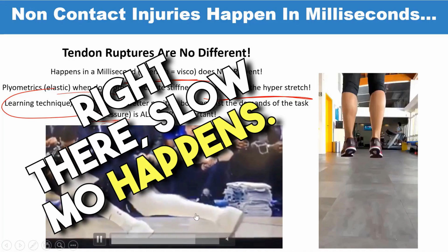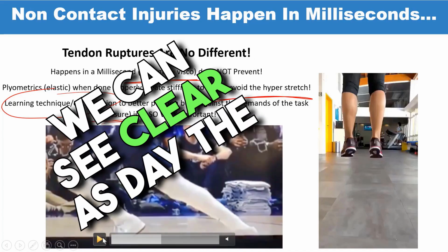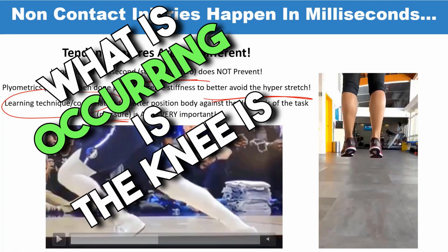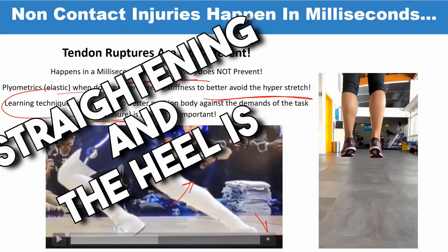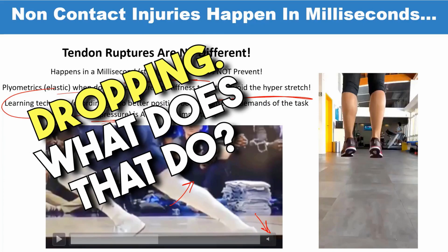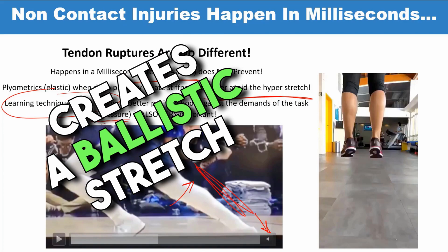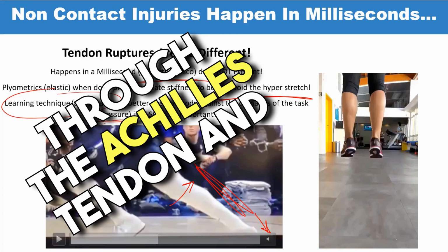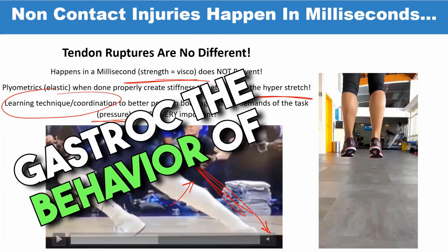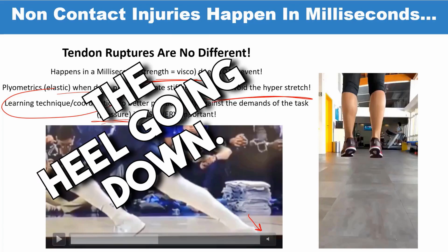Right there, slow-mo happens. We can see clear as day the mechanism of injury. What is occurring is the knee is straightening and the heel is dropping. What does that do? It creates a ballistic stretch through the Achilles tendon and gastroc. The behavior of the heel going down.